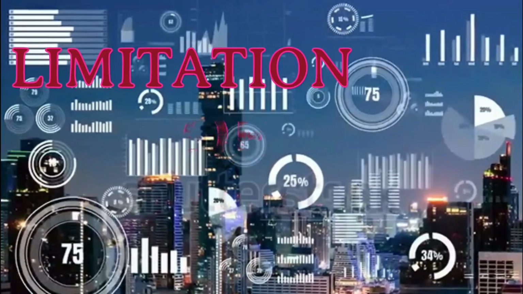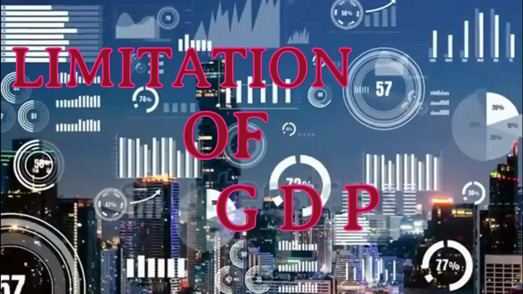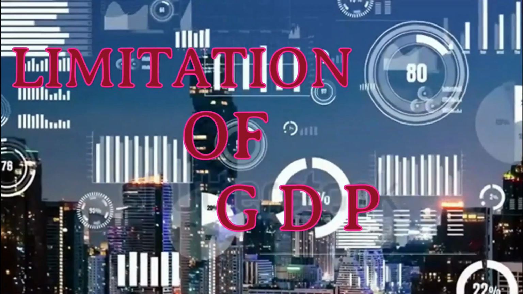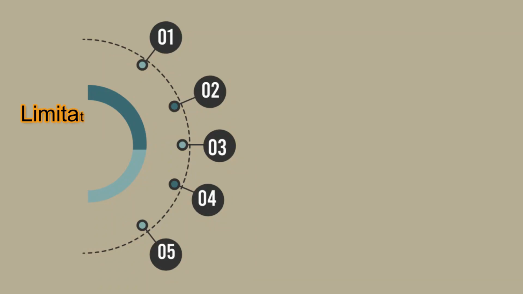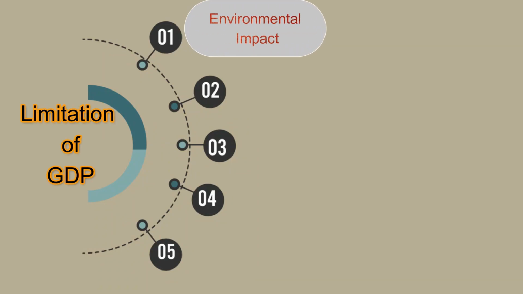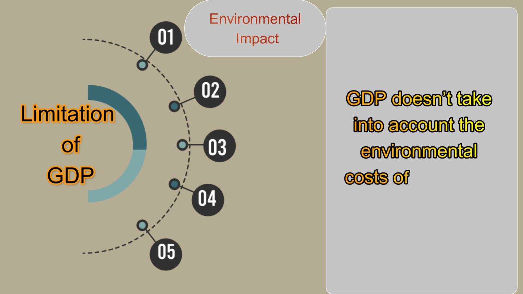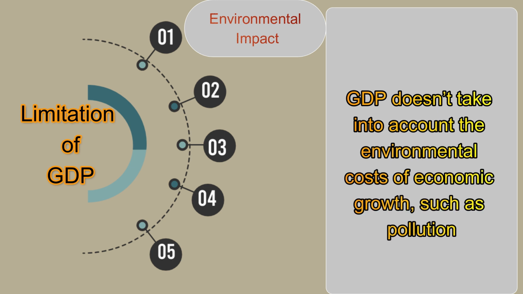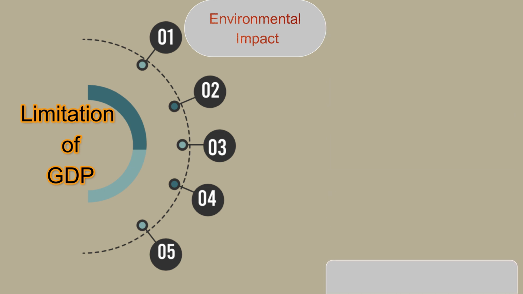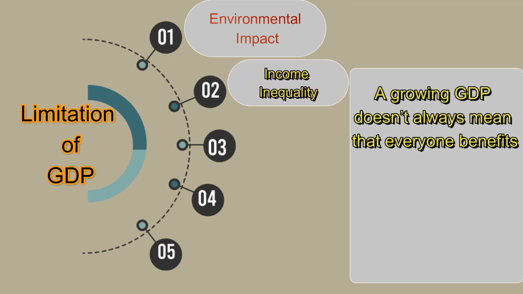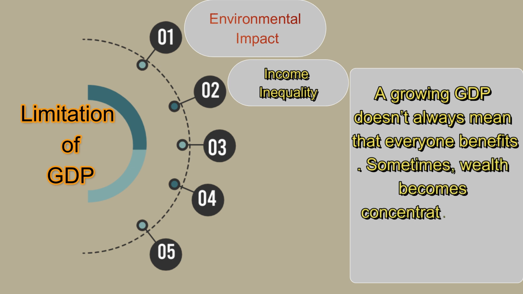Limitations of GDP. While GDP is a useful tool, it's not perfect. There are several limitations to keep in mind. Environmental impact. GDP doesn't take into account the environmental costs of economic growth, such as pollution. Income inequality. A growing GDP doesn't always mean that everyone benefits. Sometimes, wealth becomes concentrated in the hands of a few.